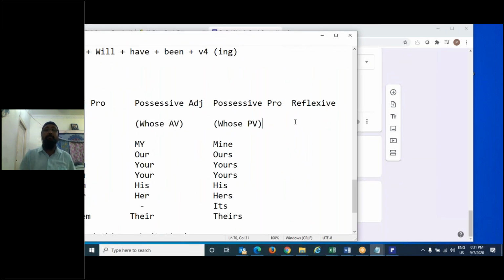Okay. Then, if we talk about reflexive pronouns, a simple understanding of what reflexive means: reflexive means something that comes back to us. If we throw a ball, it comes back. That means it reflects. So here, a simple understanding: a subject pronoun reflects to an object pronoun in the end.